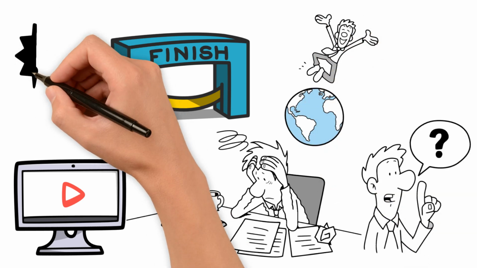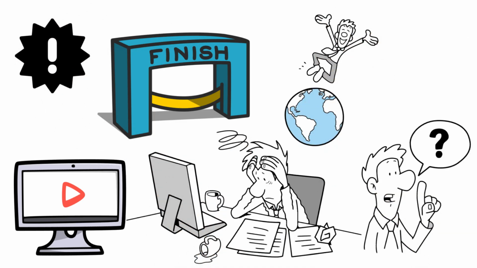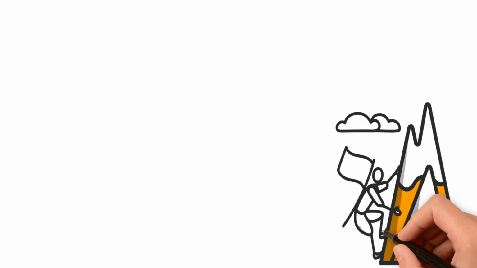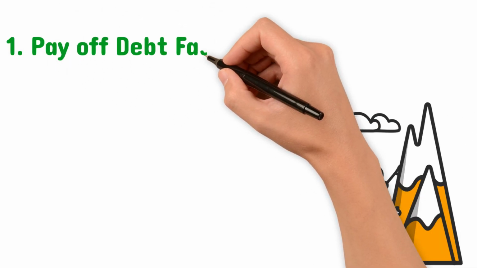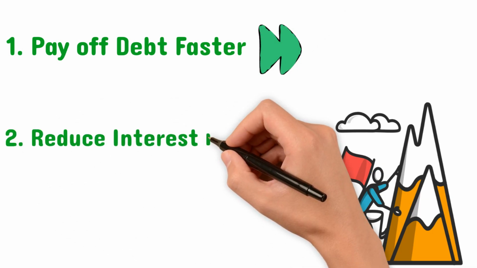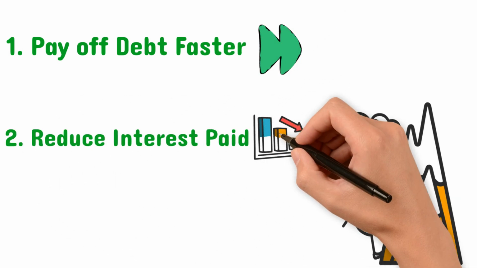So before we dive into how velocity banking works, let's first take a look at the primary objectives of the strategy. And when it comes to velocity banking, it really aims to serve two main purposes: pay off debt faster and save on interest. So if the objectives are so clear, why can the strategy seem so confusing?